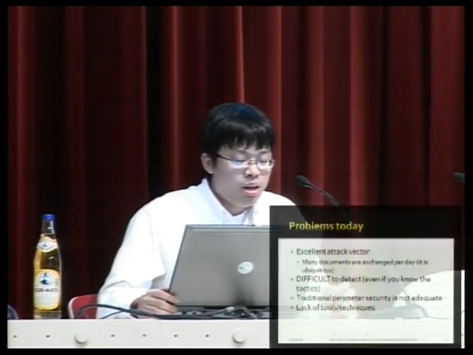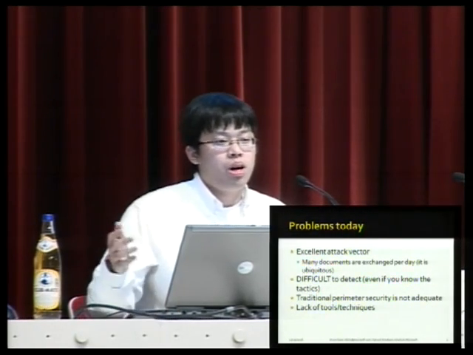And a lot of these things are malicious, right? And they're very difficult to detect. Most large companies have antivirus and firewalls and all of this at the border to try to protect themselves. But when Office documents come through, they don't filter them, because if you block them, half your org might not work anymore. So it's very difficult to detect. Traditional perimeter security, like a firewall, is not adequate, not sufficient. And also there's a lack of tools and techniques on how to triage these things.